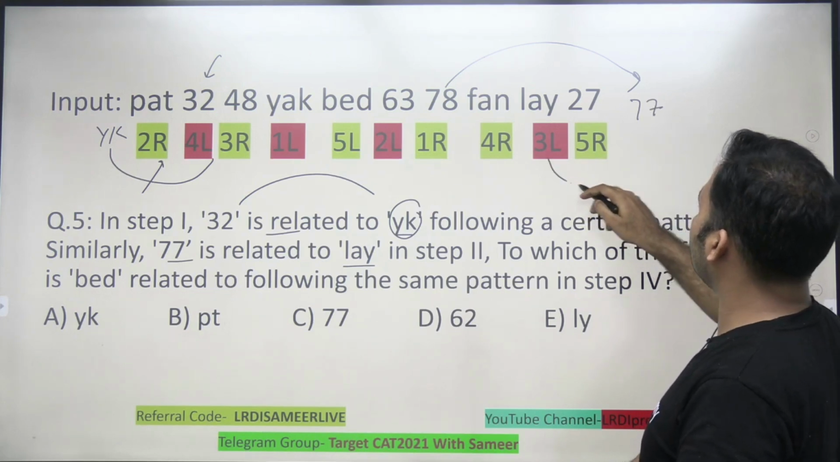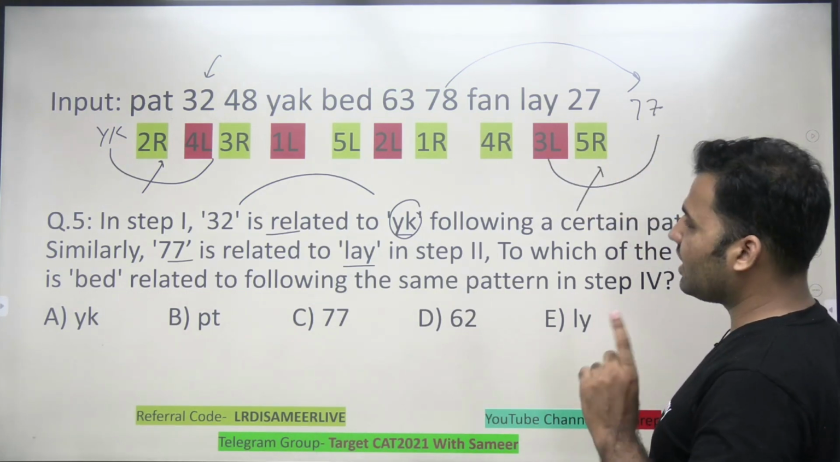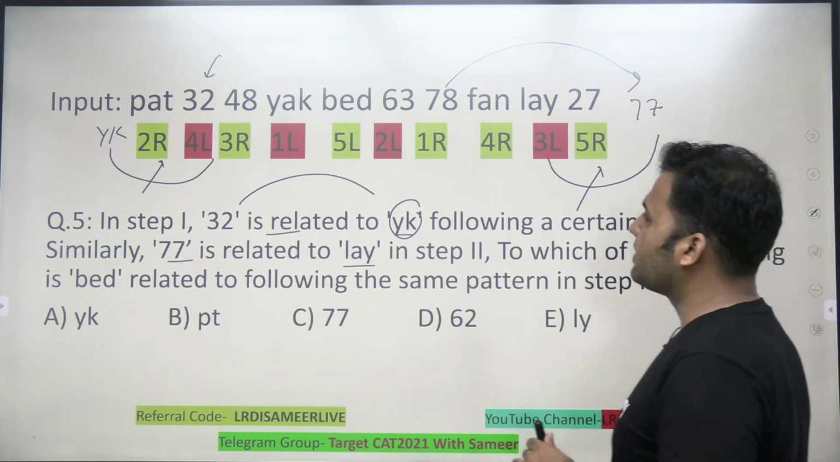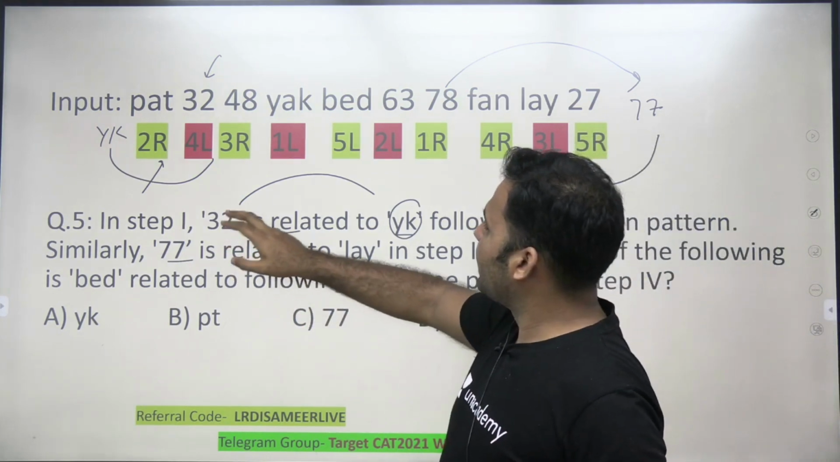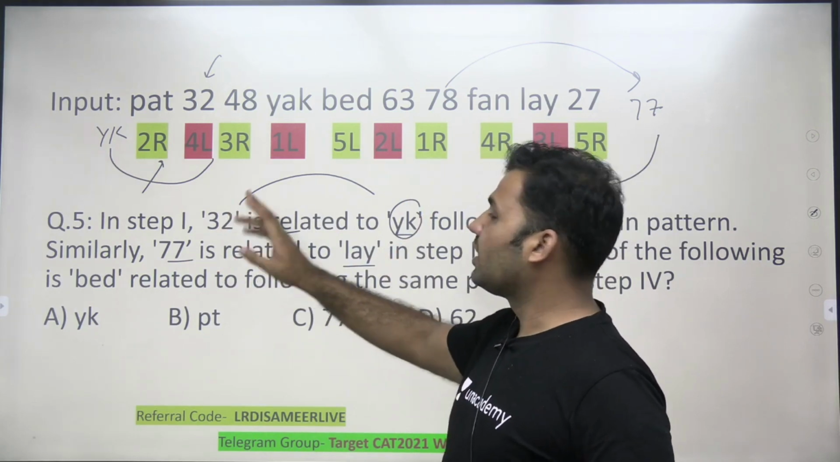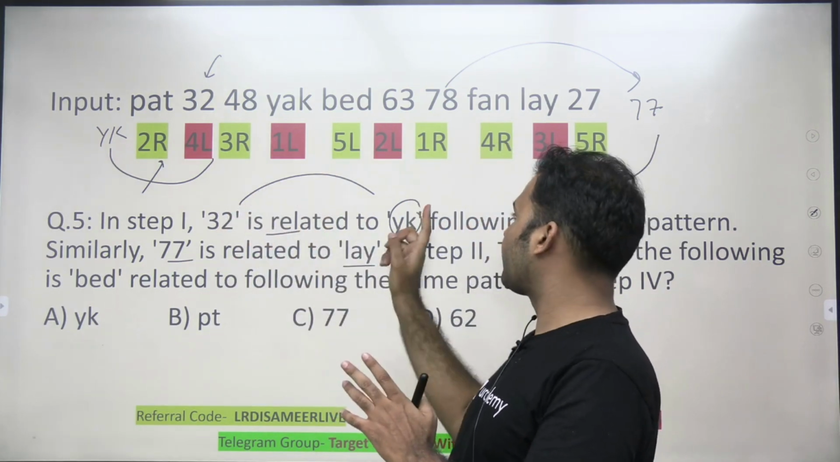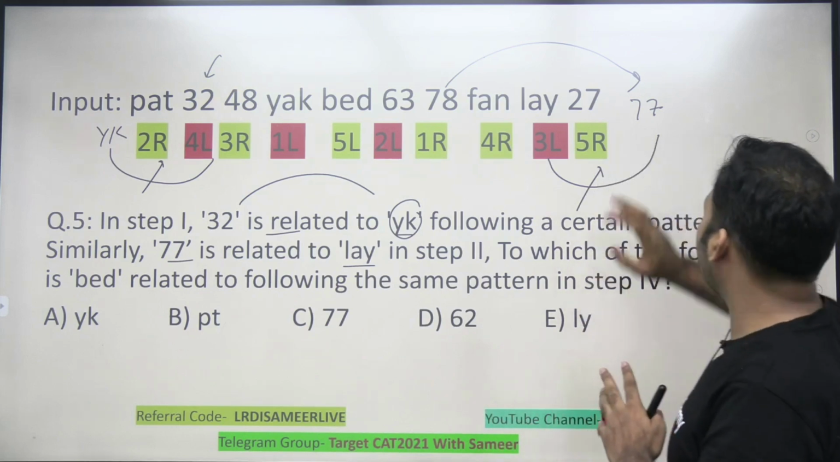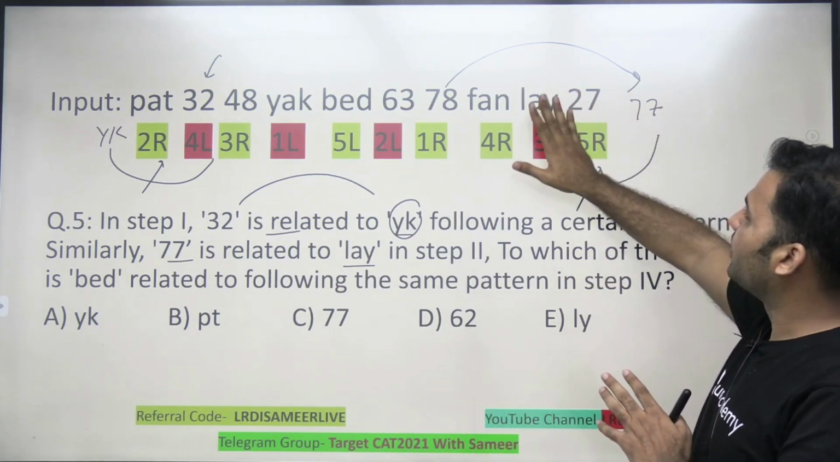And you see that these two elements have a gap of 1 element. So the pattern is that the number is coming on the right hand side of the word. 32 is at a gap of 1 from YK, and 77 is also at a gap of 1 from the word LA.